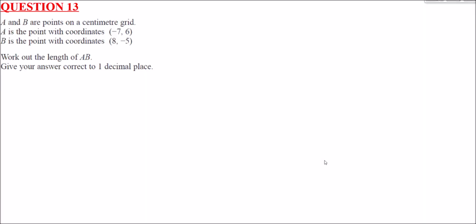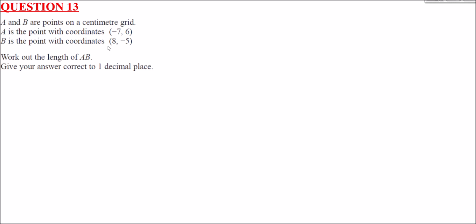Question 13, A and B are points on a centimetre grid, and it says A is a point with coordinates -7, 6, and that B is a point with coordinates 8, -5. Work out the length of AB, give your answer to one decimal place. With questions like this, when we're talking about lengths and coordinate grids, I'd always suggest to just sketch out the grid itself, so you can just picture what you need to do better. You could do it abstractly, but I think that makes it much harder.